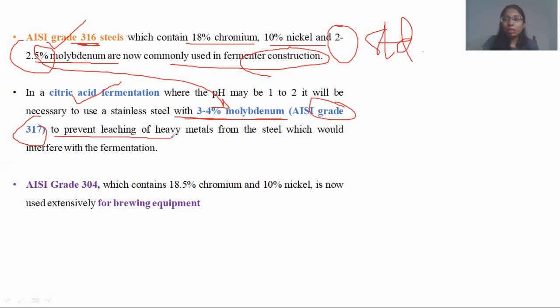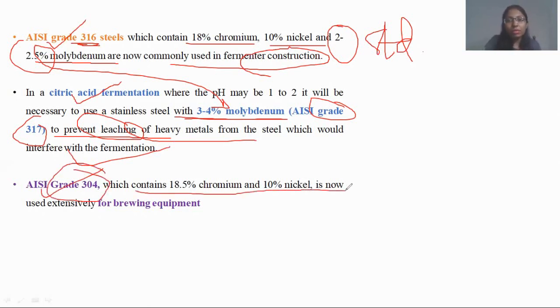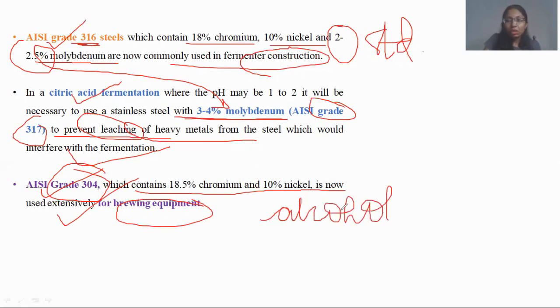It is because high acidic condition can lead to pores in the reactor, and it can lead to the leaching of the heavy metals from the material itself, from the steel, which could interfere in the fermentation. Okay. AISI grade 304, which contains 18.5% chromium to 10% nickel, is now extensively used for brewing equipment. What do we understand by the brewing equipment? In which, let's say, alcohol formation is taking place. So, in that, you are going to use grade 304. Now, you have to learn each and every grade because it can be asked in your exams.